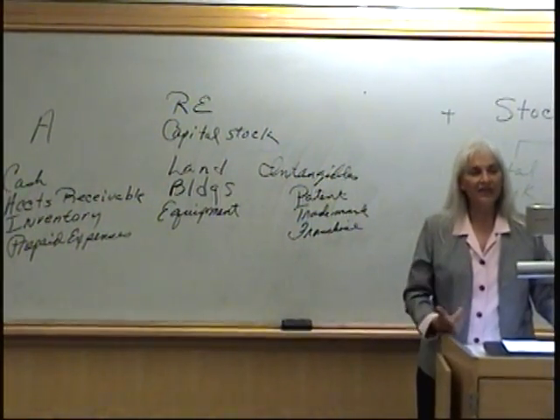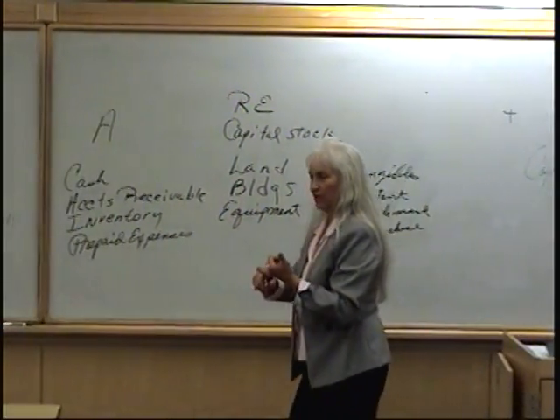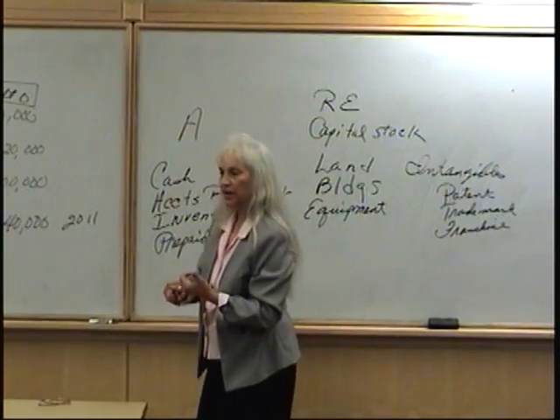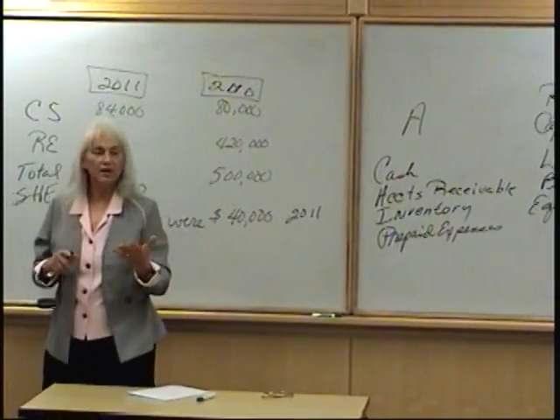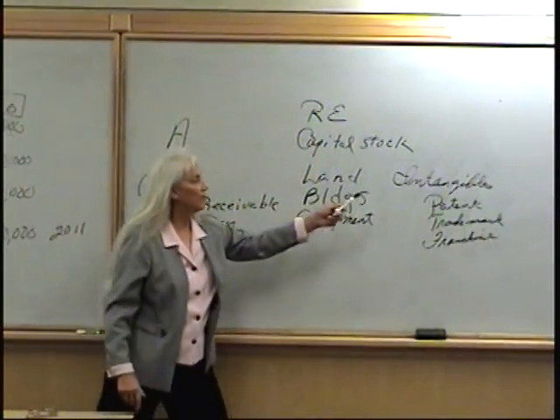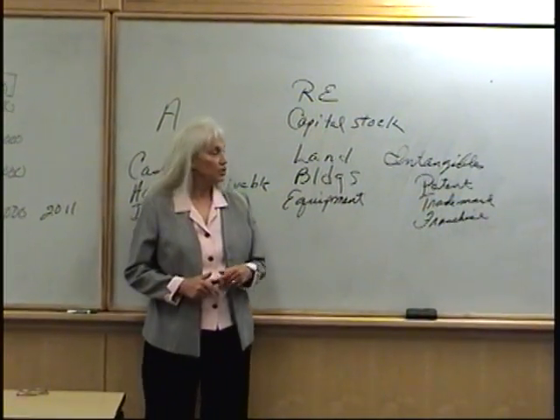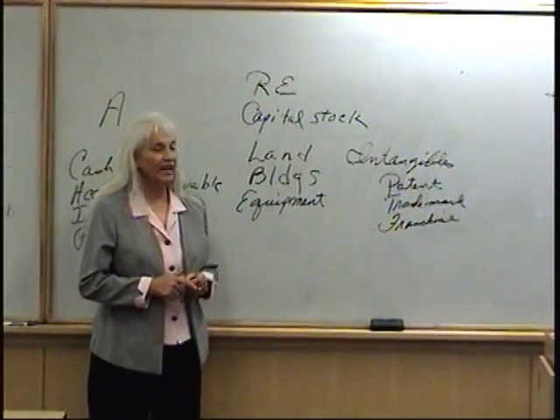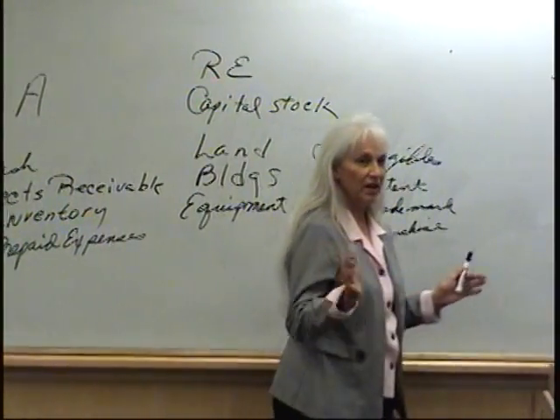So assets are cash, accounts receivable, inventory, prepaid expenses. You got your big ticket items like land, buildings, equipment, and then you've got these weirdos over here, like a piece of paper. Trademark, patent, franchise, copyright. All right, does everyone know what an asset is?